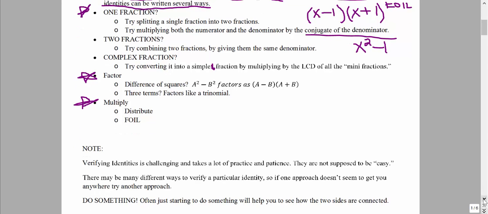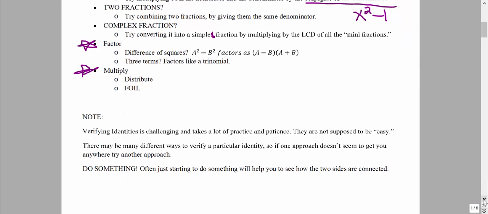Now I want to make a quick little note here. Verifying identities is challenging, takes lots of practice and patience, so they are not easy. It just takes a lot of practice. You have to not be afraid to get in there and make a few mistakes. If one way doesn't work, then you want to try a different strategy. You can start with the left-hand side and make it look like the right-hand side, or you can start with the right-hand side and make it look like the left-hand side.